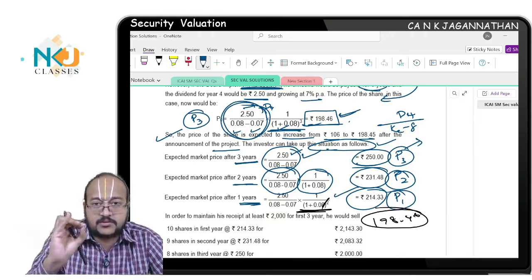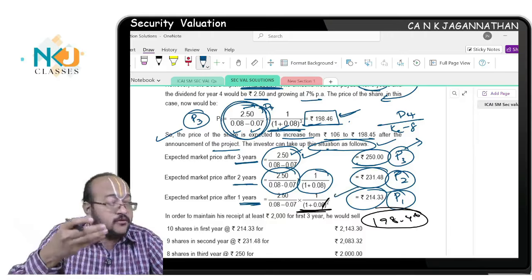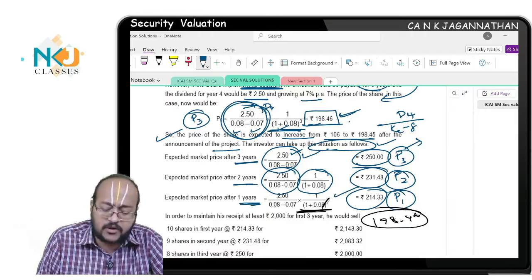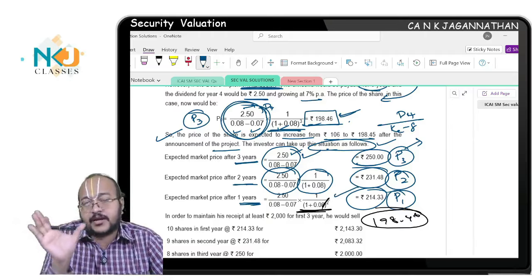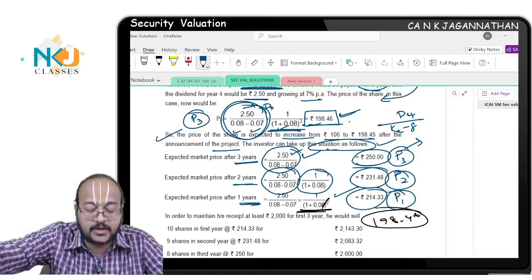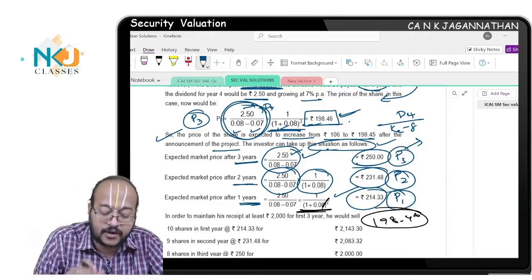You have 3 prices: P1, P2, P3. P0 or value today, that is fine, 198.46. That is irrelevant. For maintaining the receipt, what do you need to calculate? First year end I will sell some shares. Second year end I will sell some shares. For that I need to find out these prices.